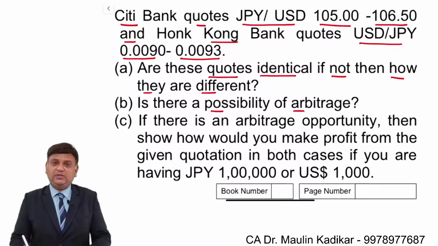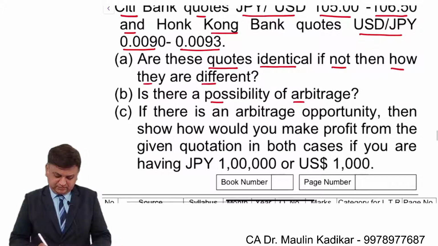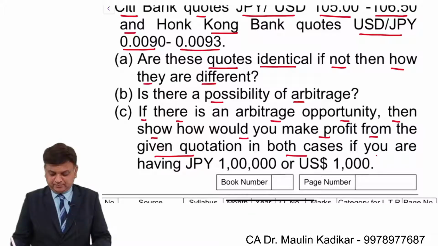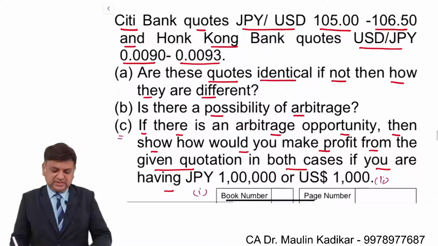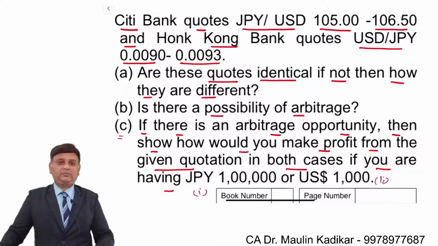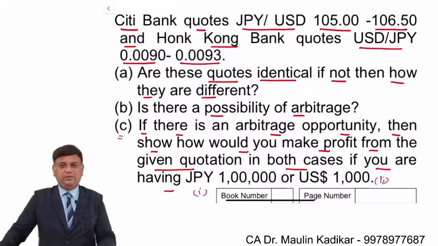Is there any possibility of arbitrage? If there is an arbitrage opportunity, then show how you would make profit from the given quotation in both the cases. If you are having, in the first question, 1 lakh Japanese yen, and in the second question, 1000 US dollars, that is the question. Please go through the question, all of you.